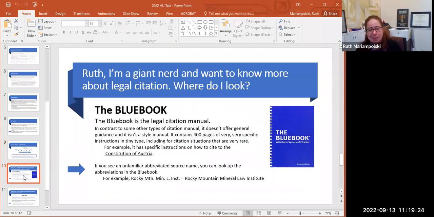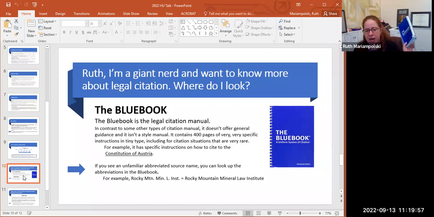Then someone may say, but I want to know so much more about legal citation. I'm just a nerd like that. So there's a book called the Blue Book. Every lawyer has one. It's the legal citation manual. In contrast to some kinds of citation manuals that you may be more familiar with, it doesn't offer general guidance and isn't a style manual. It's not like the Chicago Manual of Style or the AP Style Guide or the MLA citation manual that you might be familiar with.